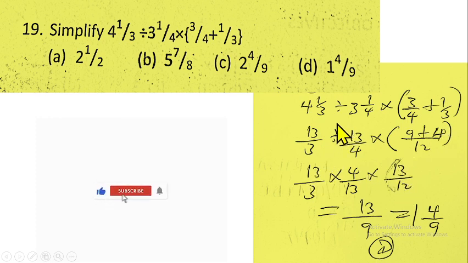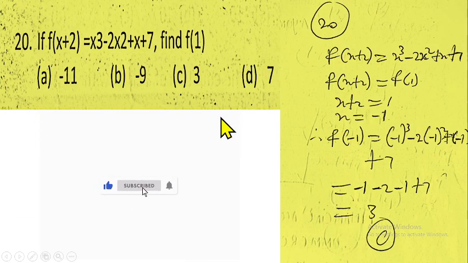Technically, we can change this division to times as well, but this one goes on, coming down. So we have 13 over 3 times 4 over 13 times 13 over 12. 13 can take care of 13. 4 can go in 12, that will be 3. So you are left with 13 over 9, and that should give us one whole number, 4 over 9. So option D is the correct option for question number 19.